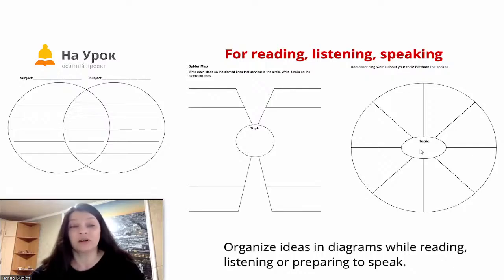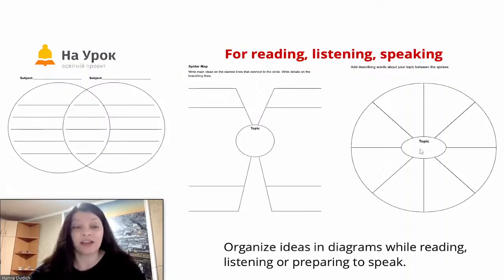It can be used, for example, while reading. When you are reading a text and there are two characters and you need to find something similar and different between these two characters. Or when you are reading, for example, with your children, a text about British traditions and you want to compare them with Ukrainian traditions. You use this Venn diagram, and on the one hand, the students are using the text from the textbooks, and on the other hand, they are using their experience, their knowledge of our Ukrainian traditions.